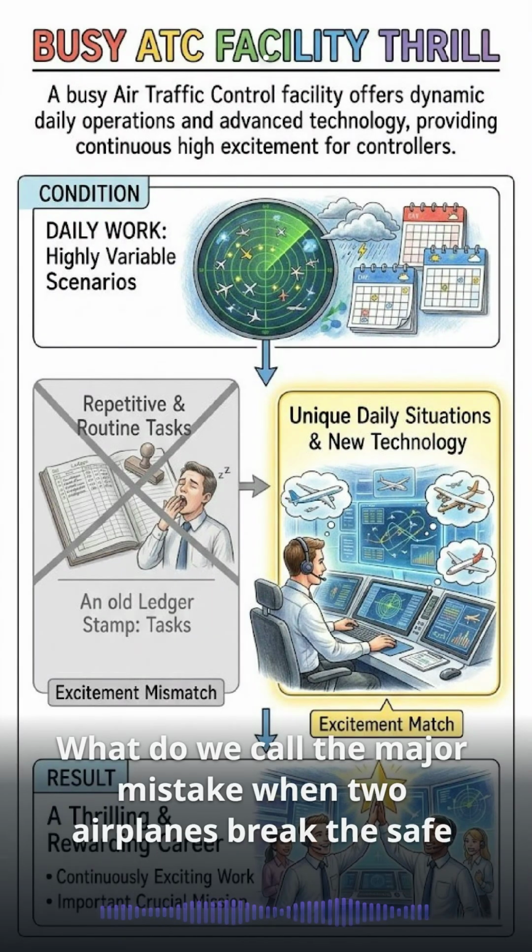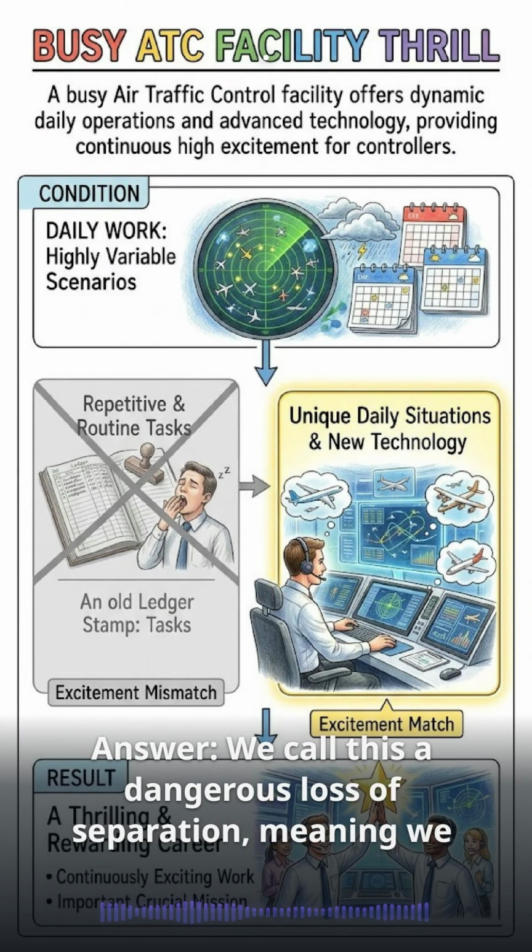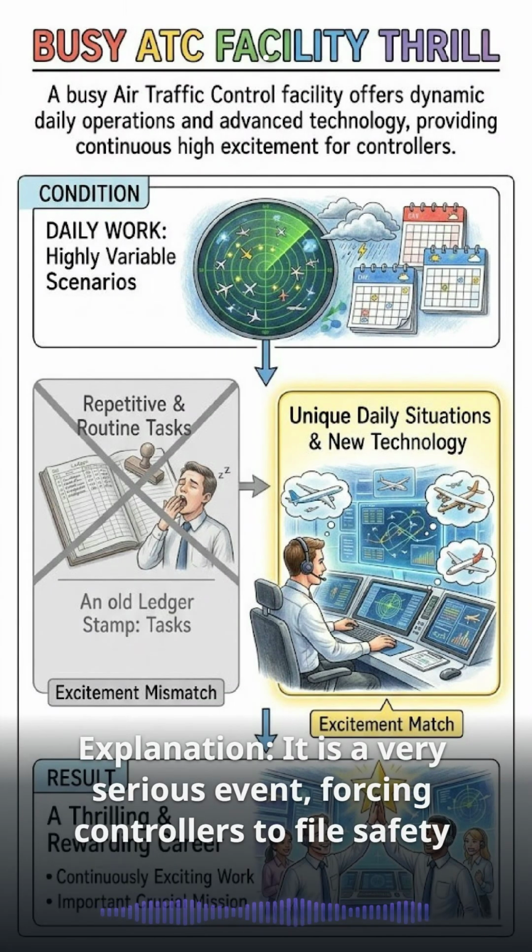90. What do we call the major mistake when two airplanes break the safe radar distance rules? We call this a dangerous loss of separation, meaning we failed to keep the planes apart. It is a very serious event, forcing controllers to file safety reports and fix their mistakes.